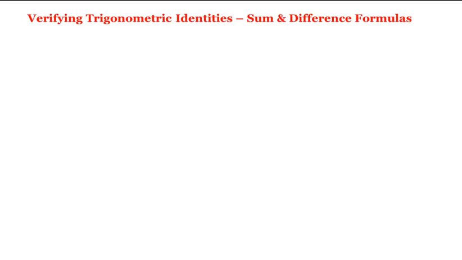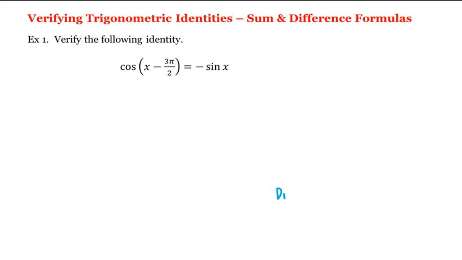Let's verify trigonometric identities that use the sum or difference formulas. For example, let's verify the following identity. Now we see on the left that we have cosine of a difference. So let's recall the difference formula for cosine.